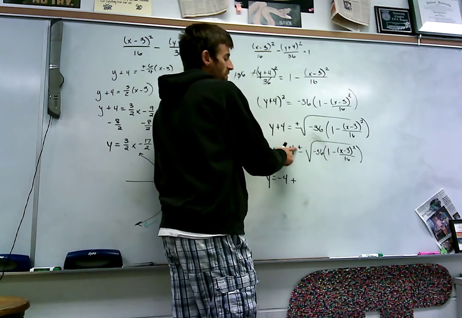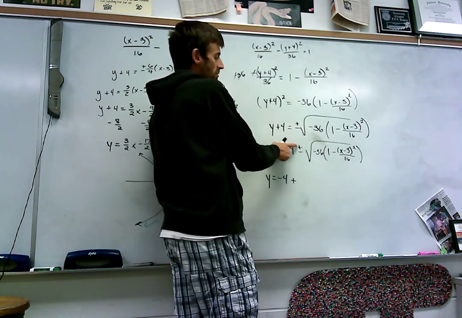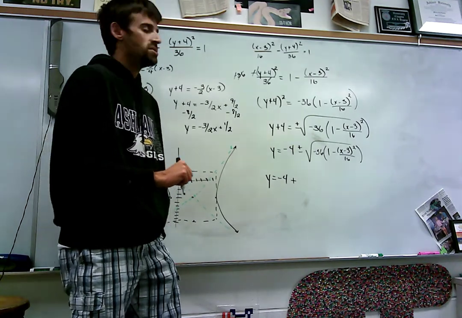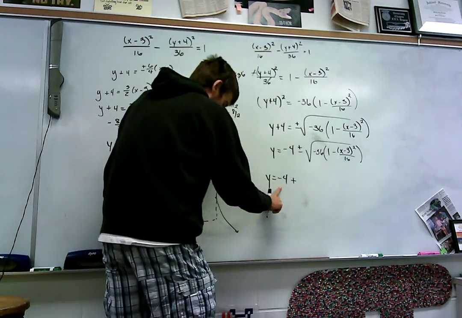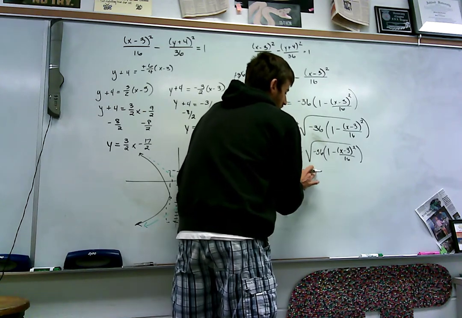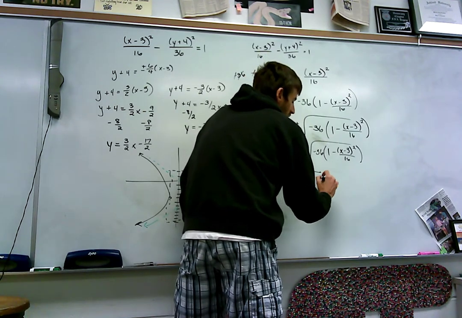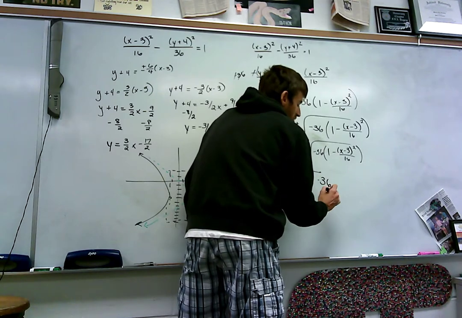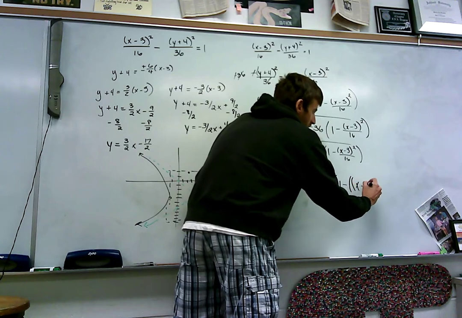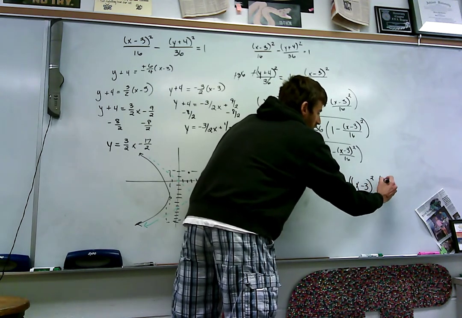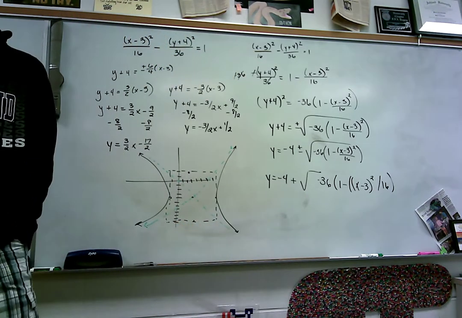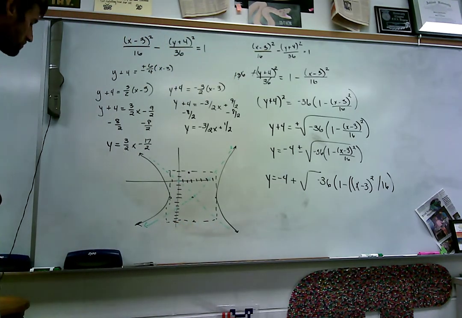We are going to have to put 2 equations in because your calculator can't recognize a plus and minus at the same time. So we're going to have to put 2 separate equations in there. So it'll be y equals negative 4 plus the square root of negative 36 times (1 minus ((x minus 3) squared over 16)). So that's what it should look like once we plug it into our calculator.